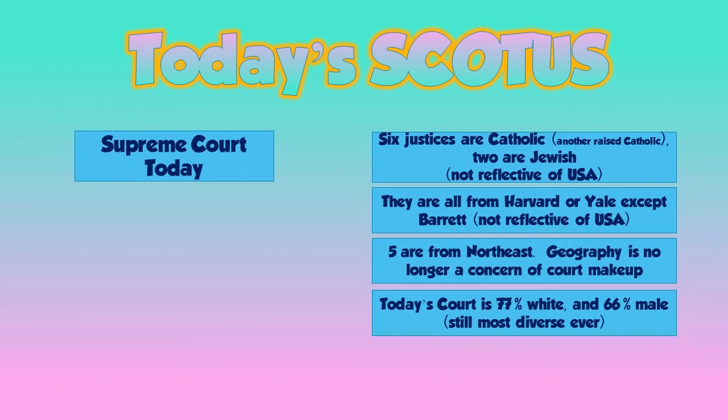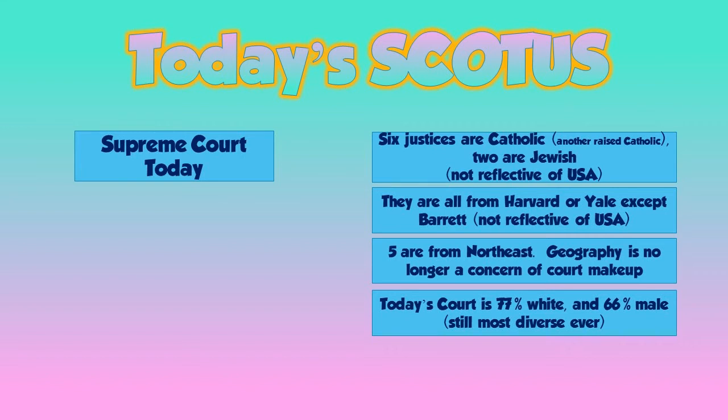The other thing that is not at all reflective of the United States of America, before Amy Coney Barrett was added to the court, they were all from Harvard or Yale. And that's not at all like the United States of America. So Amy Coney Barrett graduated from Rhodes here in Memphis, and then from Notre Dame Law School. So she's the only one not from Harvard or Yale, but that's really strange for all of our decision makers to be from Harvard or Yale.